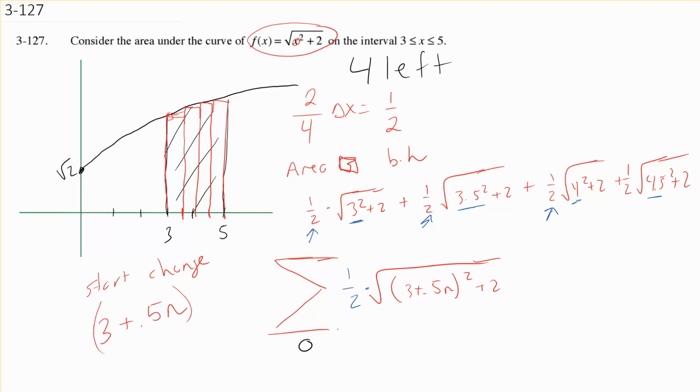0 is where we want to start for our lefts. And then how many do we need? 0, 1, 2, 3. There's our rectangles. 0 to 3.